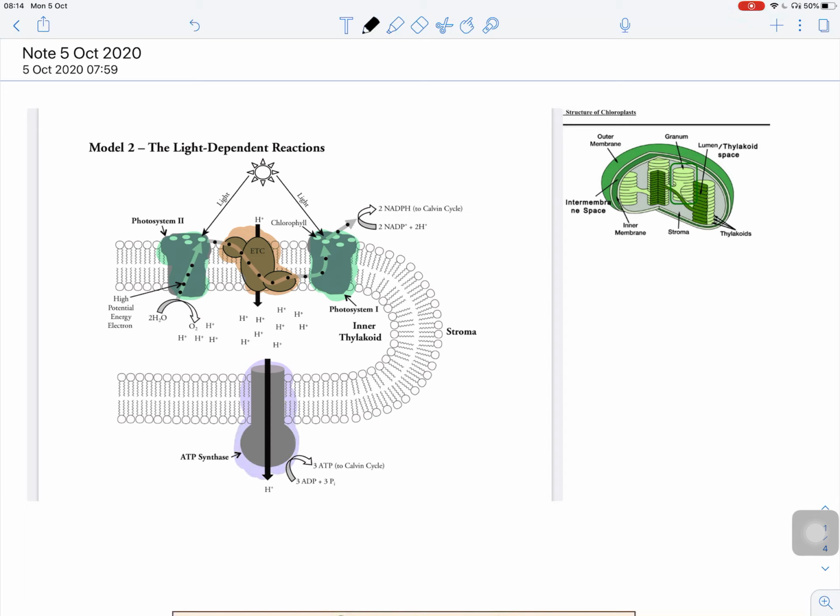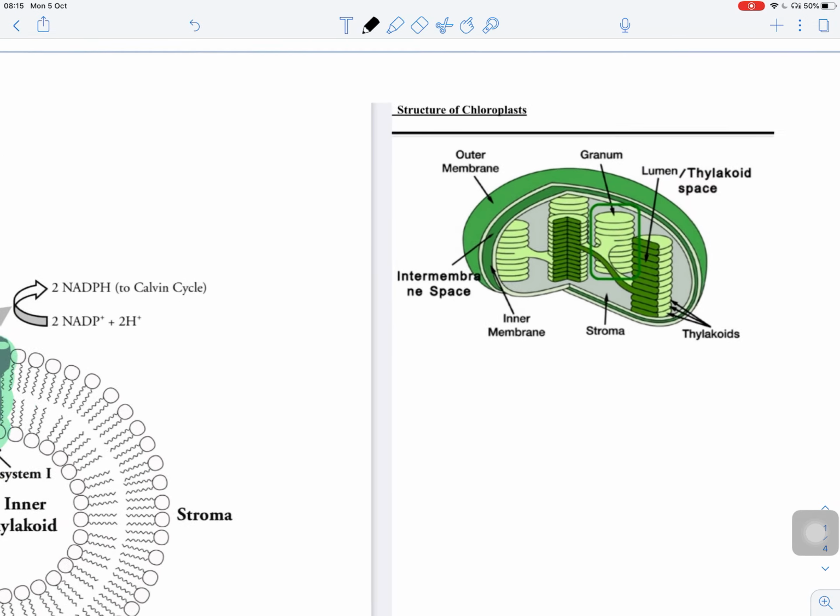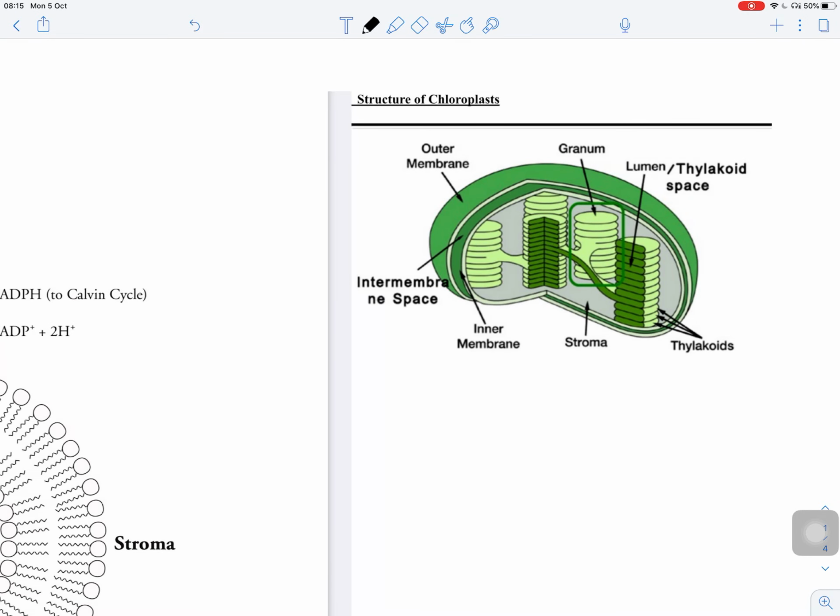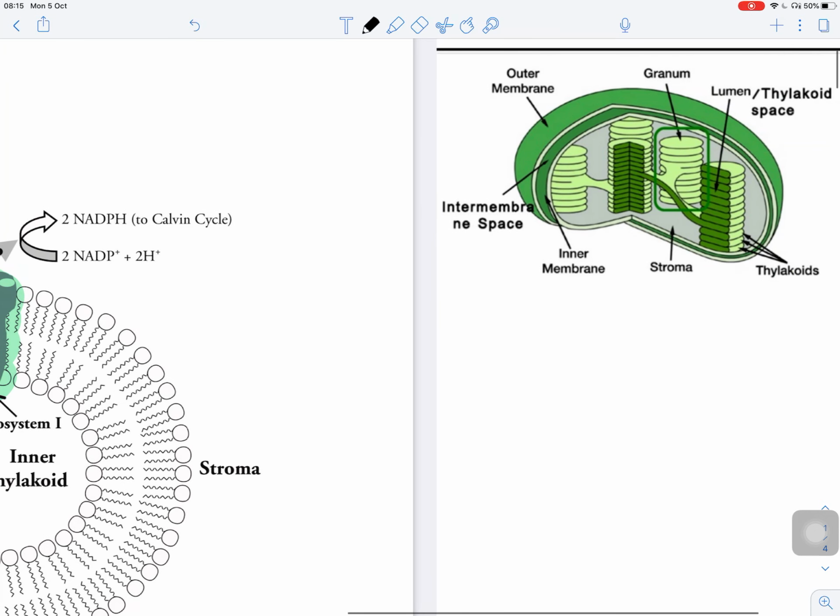You'll notice that we're on a membrane here. You can see this lipid bilayer. All these are peripheral and integral proteins depending on their type. If you look on the chloroplast, the area outside here is the stroma, so that's all this gray area in here.